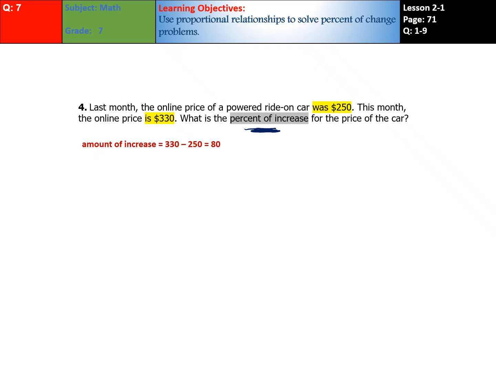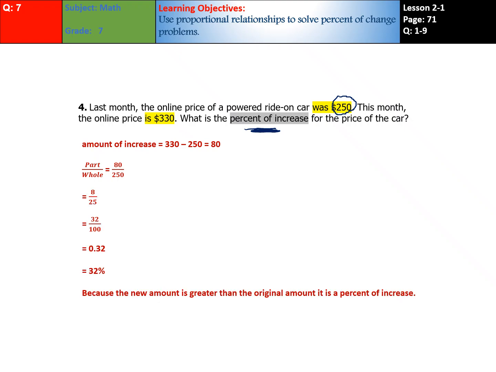Now we will divide 80 by the original amount. What is the original amount? 250. Mostly you people make a mistake: you divide it by 330 and your answer becomes wrong. So make sure you are not dividing by 330, you have to divide by 250. Again you will convert the denominator to 100 and it is 32%.